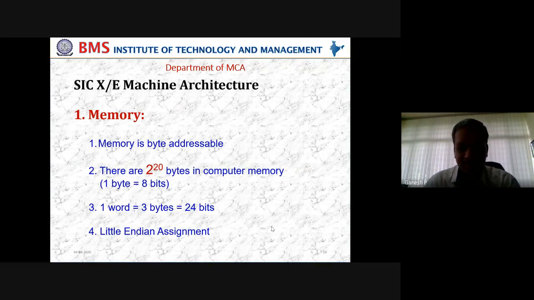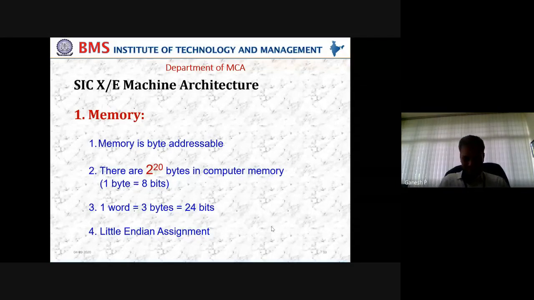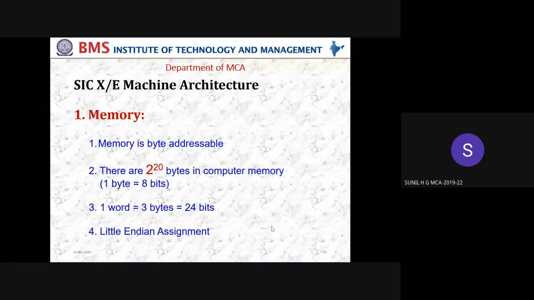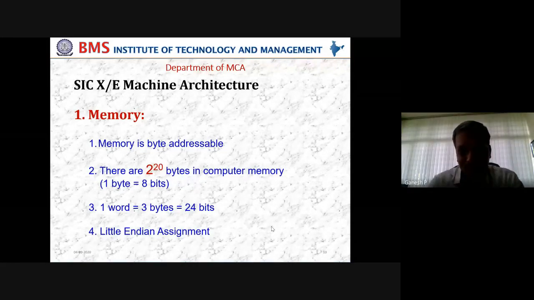That is memory, registers, data formats, instruction formats, addressing modes, instruction set, and IO for SIC XE. Now, let us consider memory of SIC XE. If you go back to SIC and compare it with SIC XE, you will not have any confusion. So can anybody tell me the memory of SIC? What all did we discuss? 2 power 15 bytes in a computer memory. Okay, 2 power 15 was the memory in SIC.